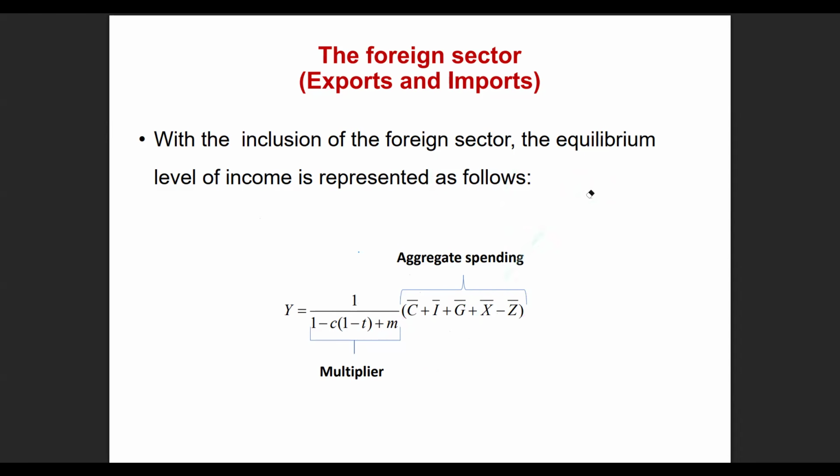So the formula is still the same. The calculations are still the same. It's just now for the multiplier, we've added plus M, and also we've added these two in aggregate spending.